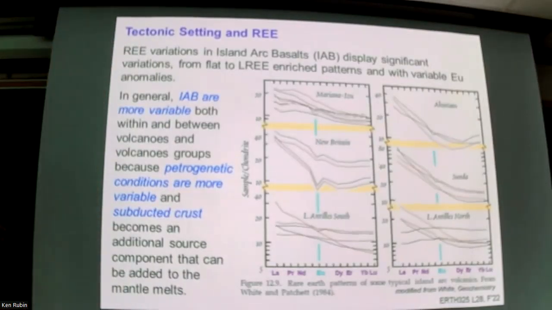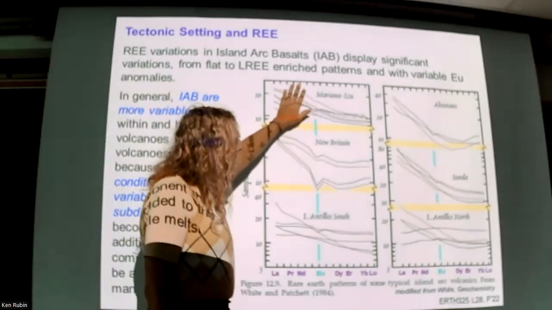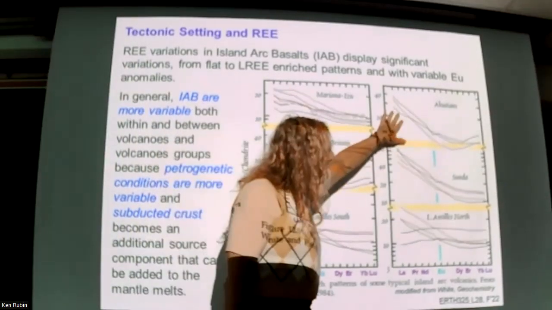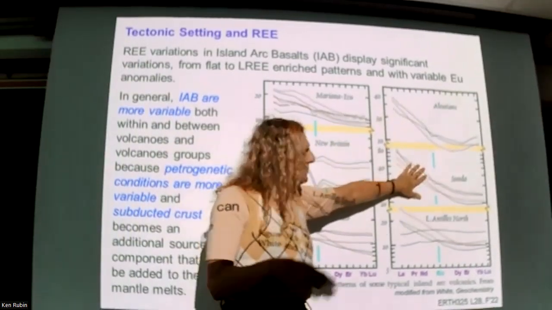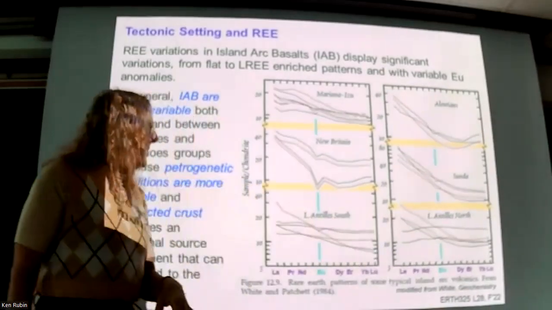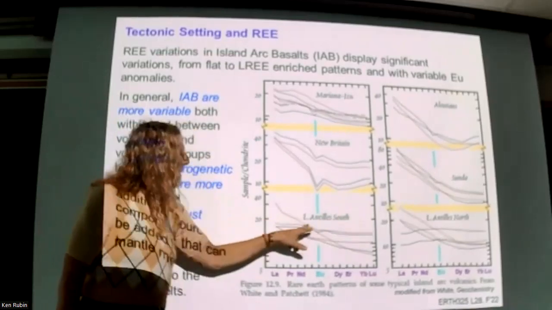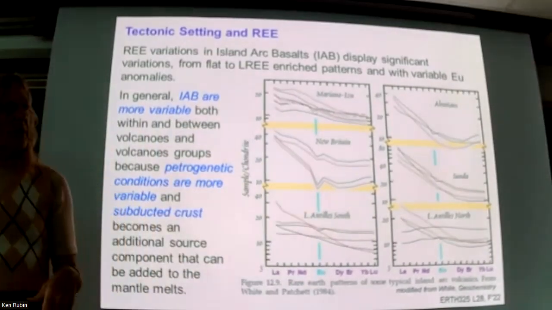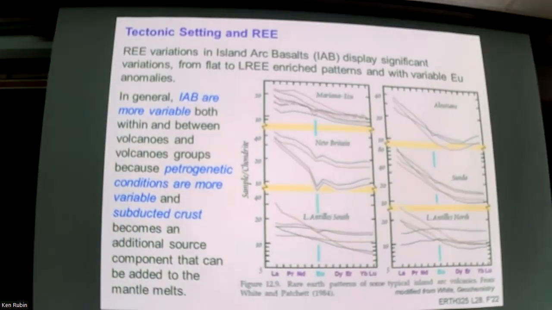These are just some more patterns. So these are for arc magmas, okay? And these are arcs in the Western Pacific, Northern Pacific. Sunda arc is one of the components of Indonesia. The Antilles is in the Caribbean. And the New Britain arc is, again, in the Western Pacific.